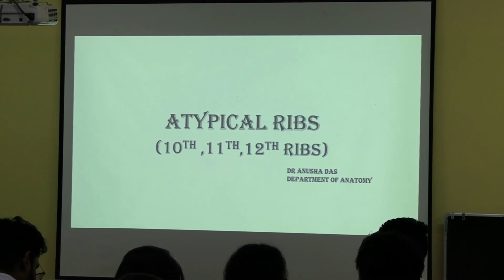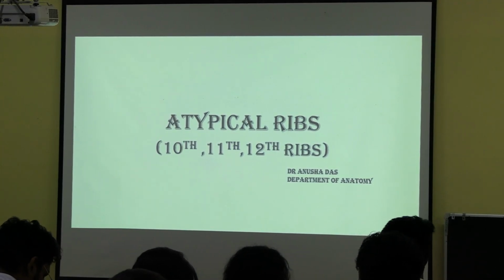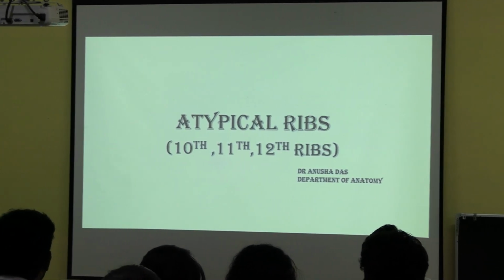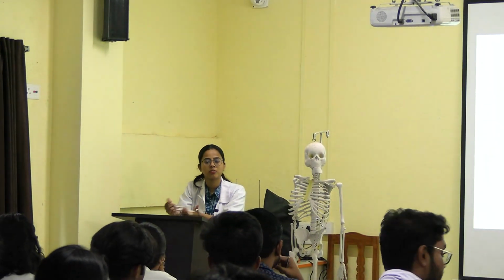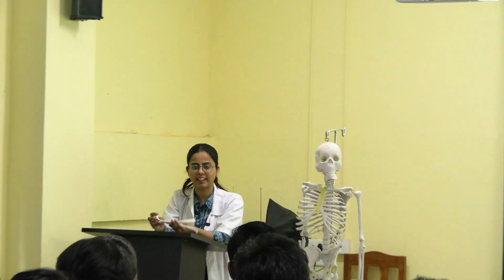So you have been taught about all the ribs. Only three ribs are left: 10th, 11th, and 12th. So what are the atypical ribs? First, second, 10th, 11th, and 12th. Okay, and typical ribs.